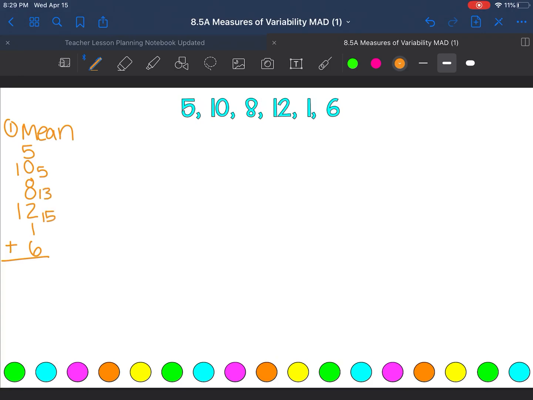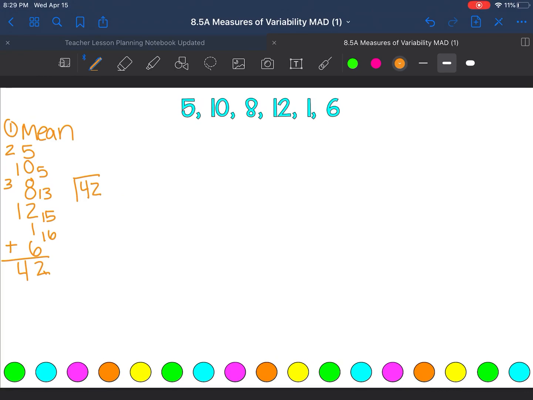5 plus 10 is 15. 15 plus 8 is 23. 23 plus 12 is 35. 35 plus 1 is 36. 36 plus 6 is 42. So I brought my 4. Let's start over there. 2 plus 1 is 3. 3 plus 1 is 4.